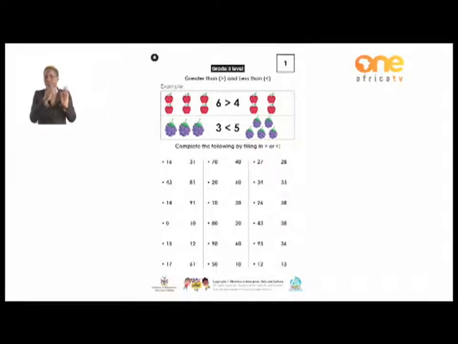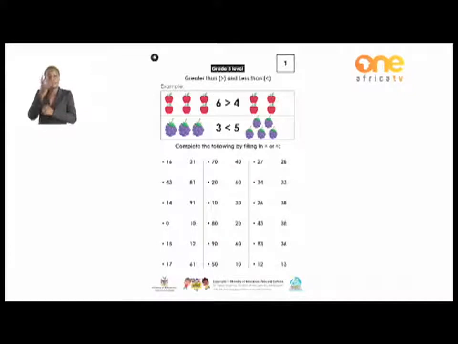Let's quickly do the first activity. 16 and 31. Look at the numbers standing in front, at the place for the tens. We can see we have a 1 and we have a 3 on the other hand. Which number do you think is bigger? Yes, 31 is greater than 16. So the mouth of the sign should be opening towards the 31, which means we are eating the bigger number. Let's look at the next one.